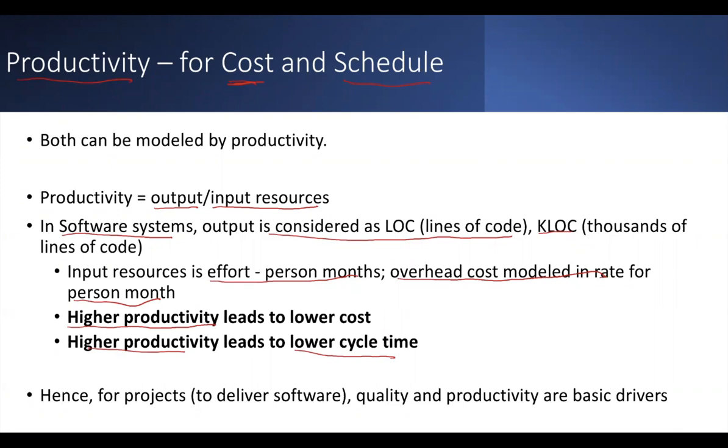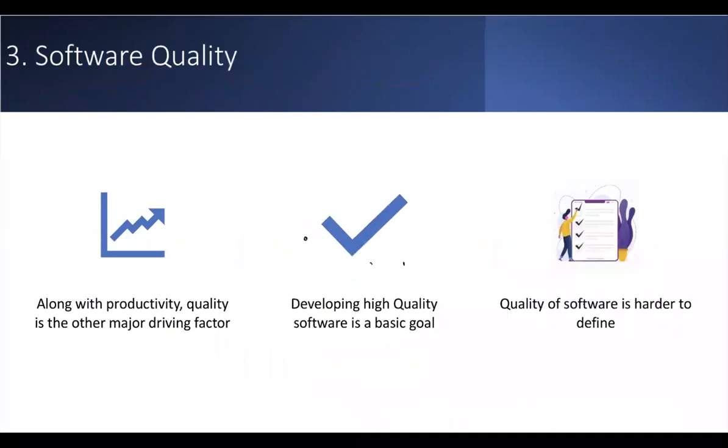So for projects that deliver software, now we have quality of software as well as productivity, where productivity is a combination of the cost as well as the schedule, and these are becoming driving forces or drivers for software development in large scale projects. The third driving force in software development is software quality. Along with productivity, we know for sure that quality is a major driving force.